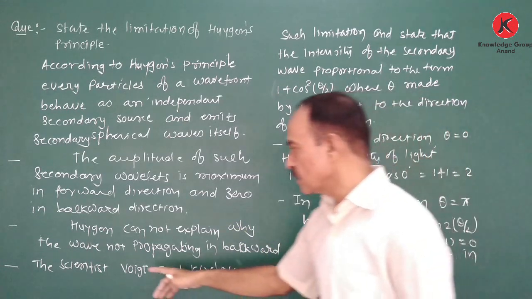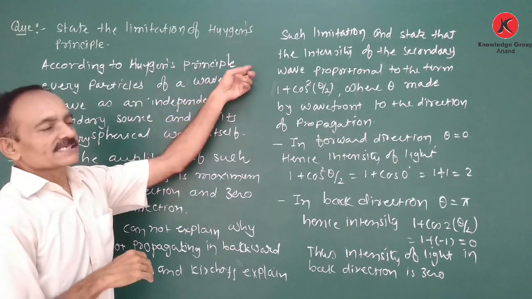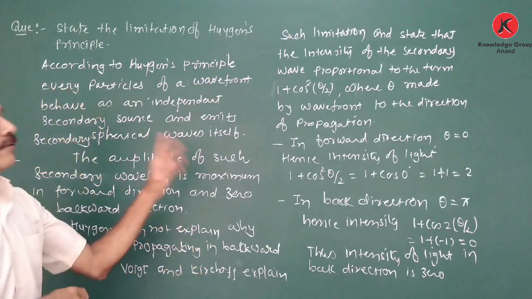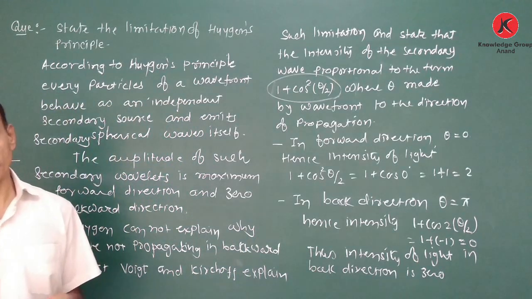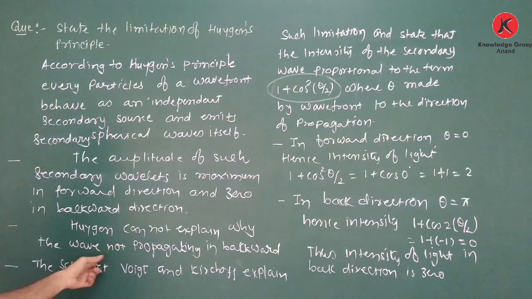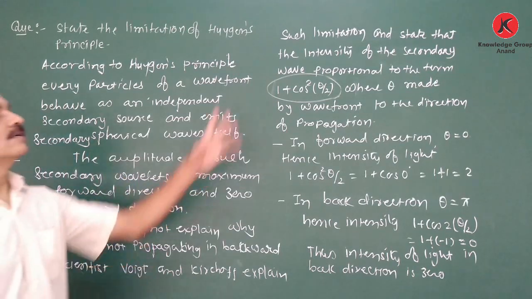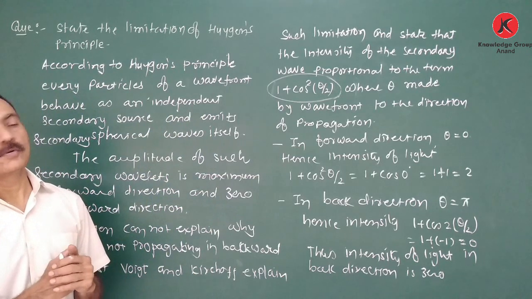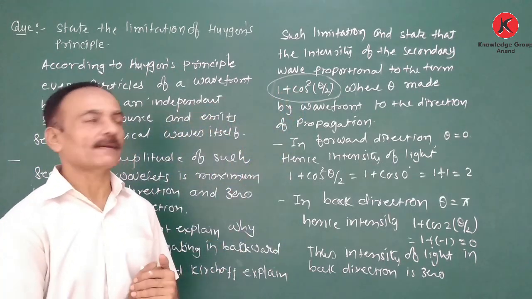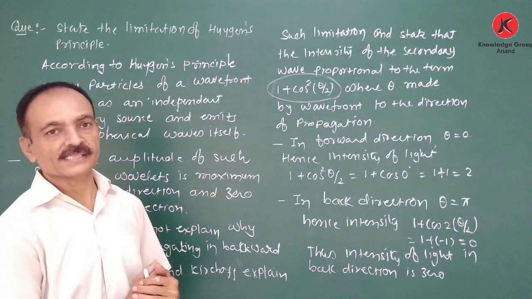Other scientists, Fresnel and Kirchhoff, after a number of experiments, explained this limitation and stated that the intensity of the secondary wave is proportional to the term 1 plus cos theta, divided by 2, where theta is the angle made with the direction of propagation of the wave. Again, Huygens cannot explain why the wave does not propagate in the back direction and only propagates in the forward direction.